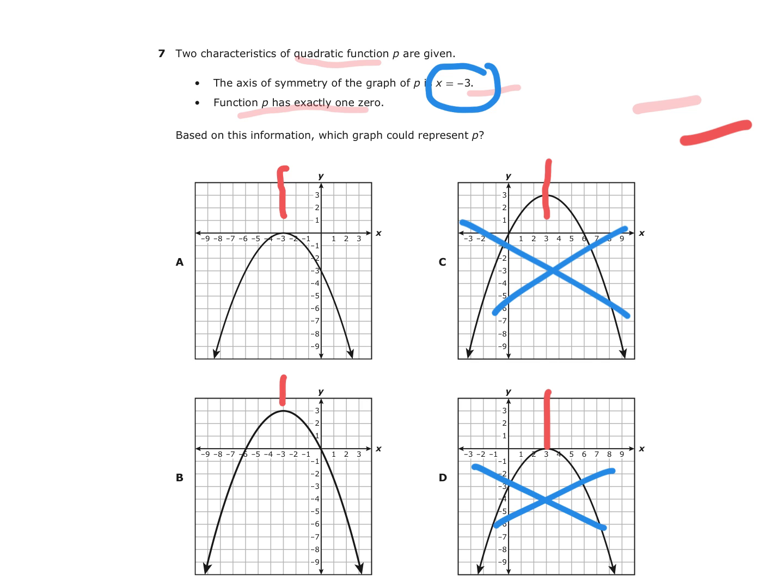Well, we know that the function has exactly one zero. Right here, you're going to get one zero at -3. This one will have a zero here and a zero here. This one has two zeros. This one has one zero. Since we're looking for one zero, the answer has to be A.